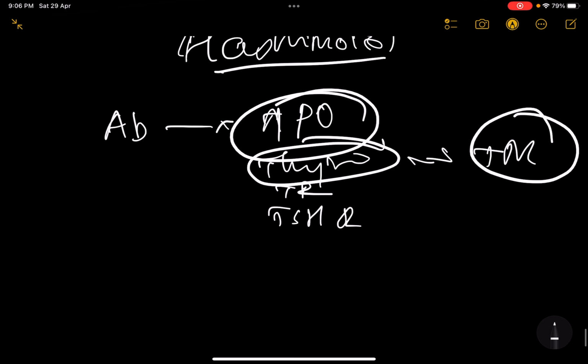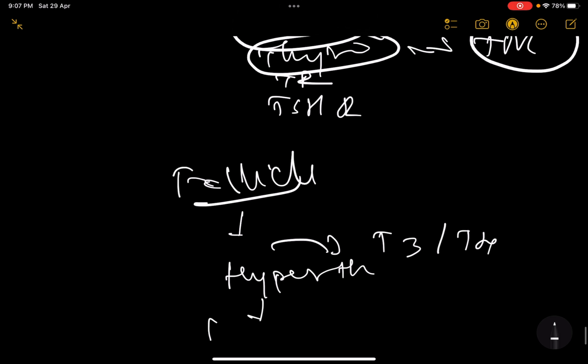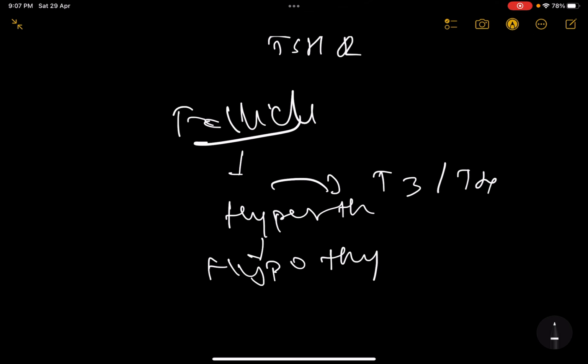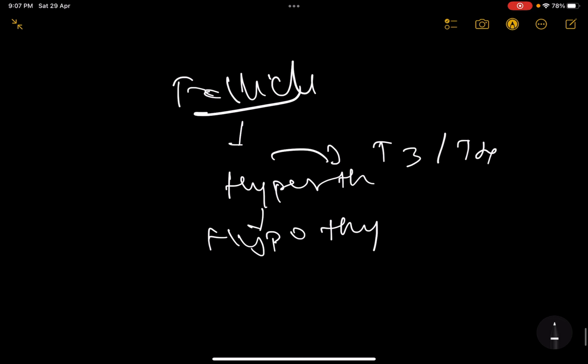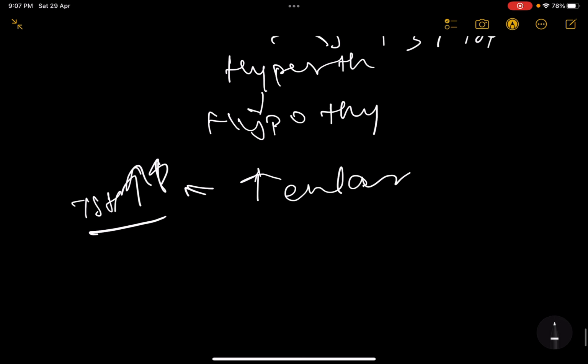So these antibodies basically destroy the follicle, and as they destroy the follicle, you will have no regeneration of the follicle, and then you will go into a transient hyperthyroidism because of increased release of T3 T4. So you'll have hyperthyroidism, and then eventually you will again go into hypothyroidism because your T3 T4 have been depleted. And then your TSH levels will keep increasing, and you will have a diffuse enlargement of the gland. Simple. And on HP you will see something called Hürthle cells.